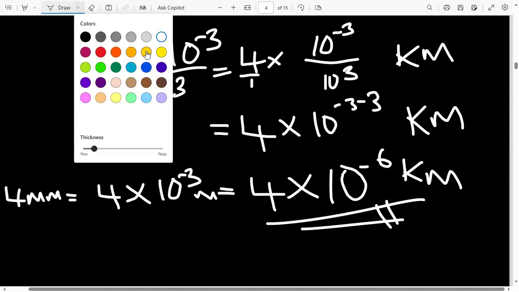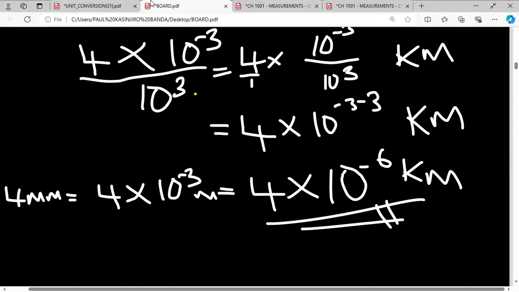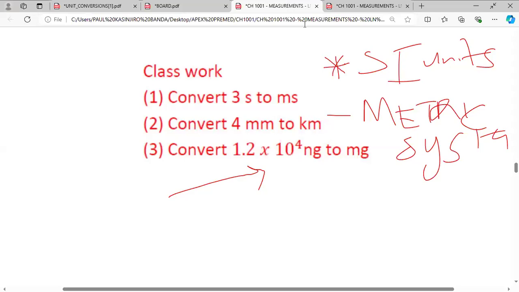So let's look at the other questions among those questions. We've solved the number 2. Let's solve the number 3. We'll come back to the number 1 later. So here they're saying convert 1.2 multiplied by 10 to the power 4 nanograms to milligrams.